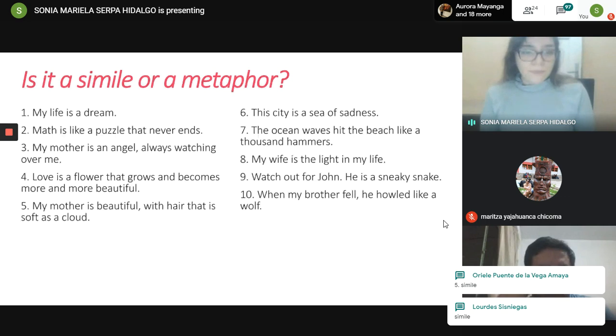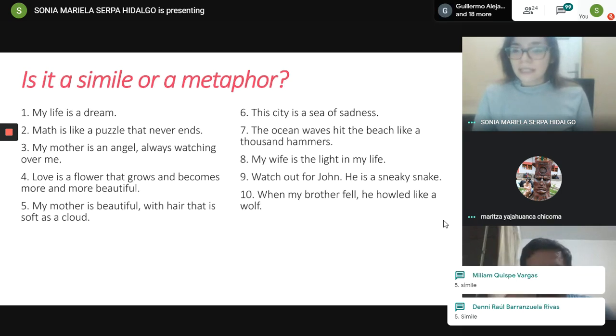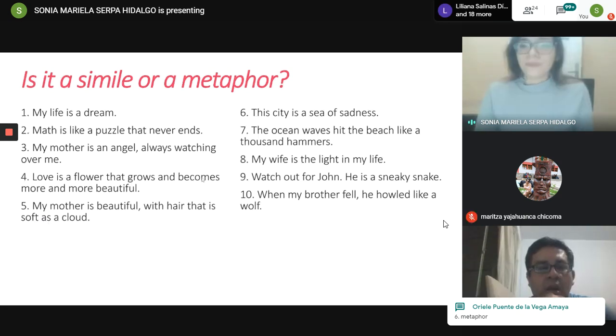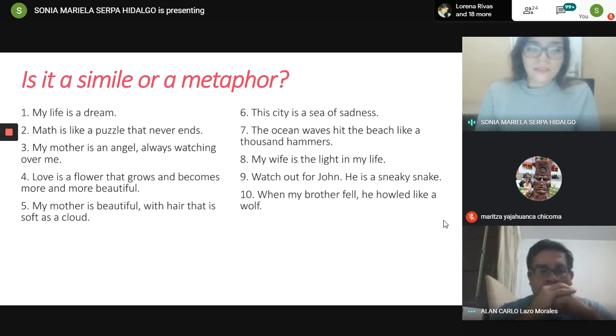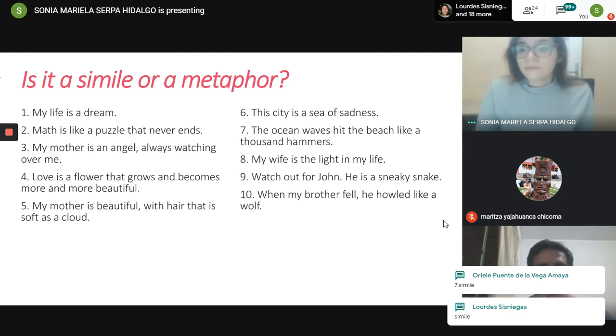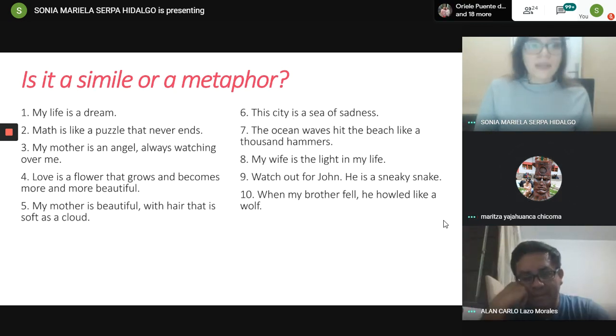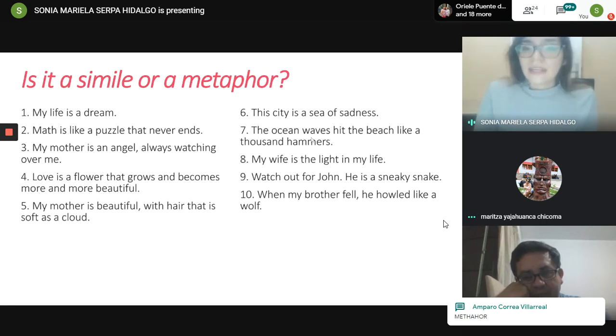Number 5, my mother is beautiful with hair that is soft as a cloud. Simile, good. Soft as a cloud, right? The as a cloud. That's actually really used all the time. We always compare something with clouds. Soft as a cloud. Number 6, this is a sea of sadness. Number 6, metaphor. The city is a sea of sadness.